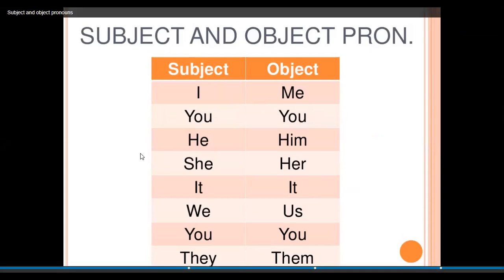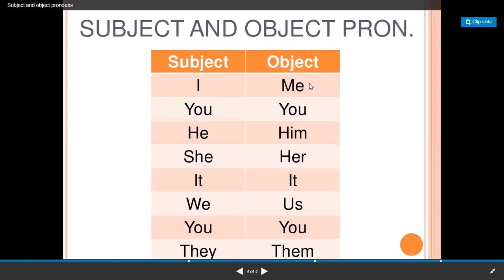So subject pronouns, I will say I. In the object, it will become me. You, when I'm talking to you, you are a nice girl. Give the book to you. So the object will become you. He is a nice person. Give the book to him. So she becomes her. It becomes it. We becomes us. You becomes you. They becomes them.